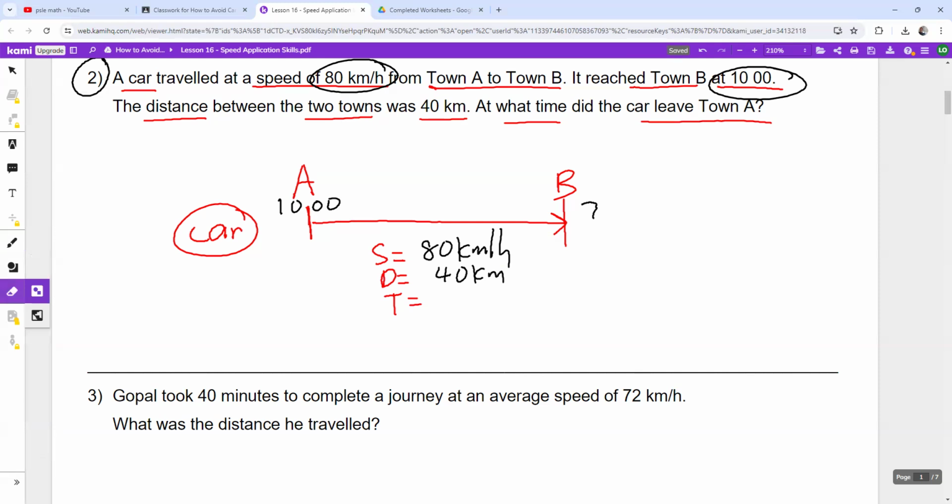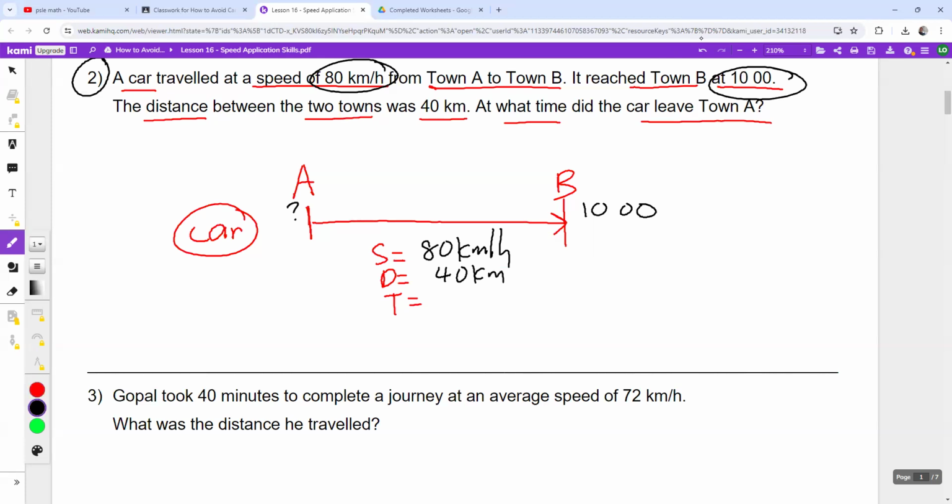All right, so over here is supposed to be what? It reached town B at 1000. So be careful, I make a little mistake there. So it reached town B at 1000. And what time did the car leave town B? So be careful, right? Because if you put the numbers wrongly, you get the wrong answer. And your model is done.